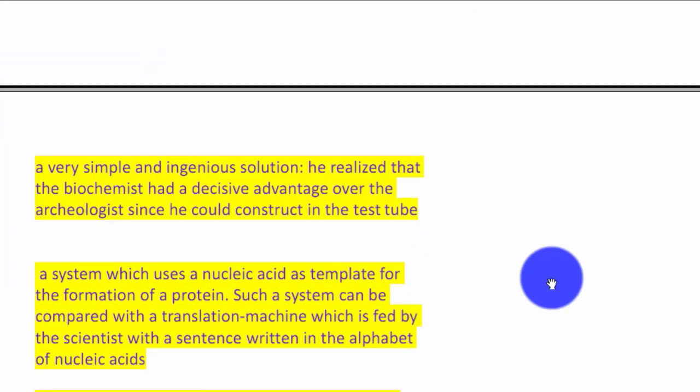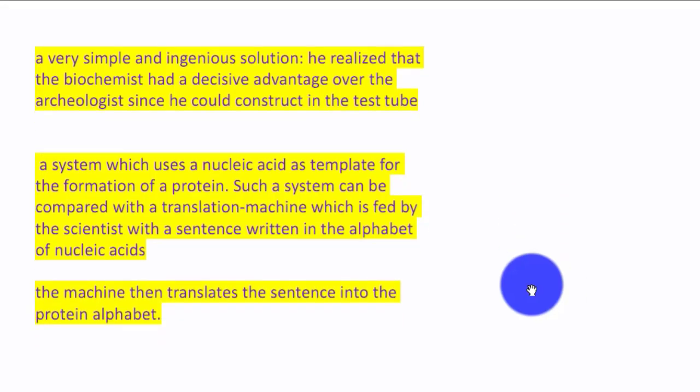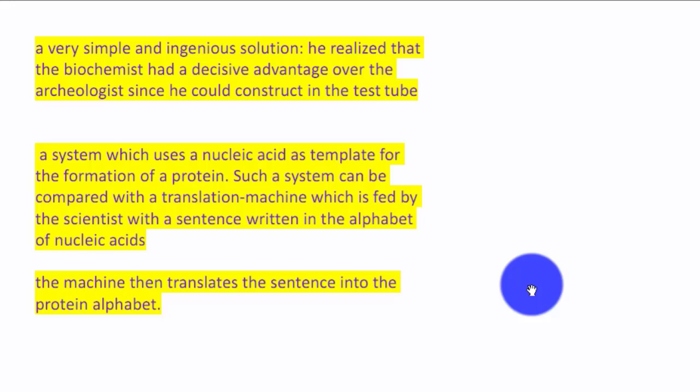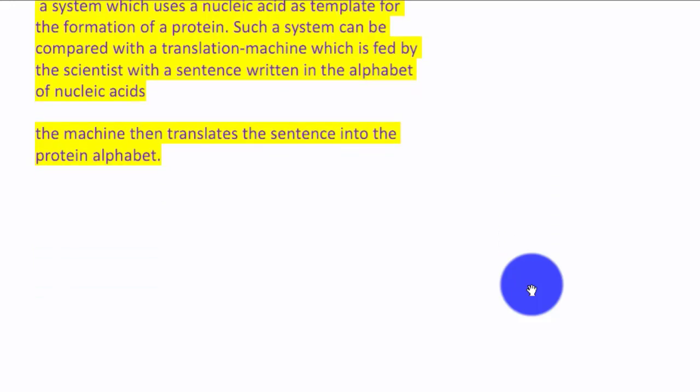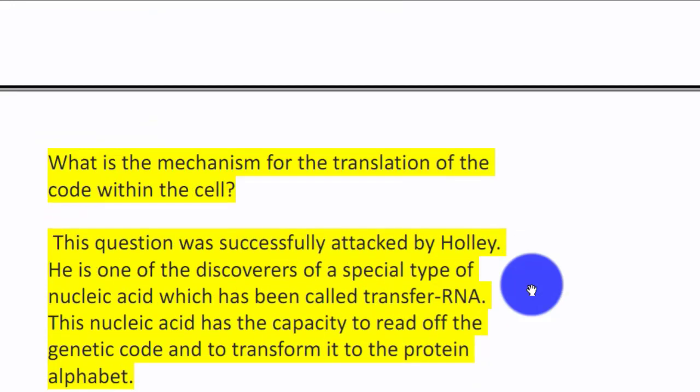He realized that the chemist had a decisive advantage over the archaeologists, since he could construct in the test tube a system which used nucleic acid as a template for the formation of protein. Such a system can be compared with a translation machine, which is fed by the scientist with a sentence written in the alphabet of nucleic acid. The machine then translates the sentence into the protein alphabet.